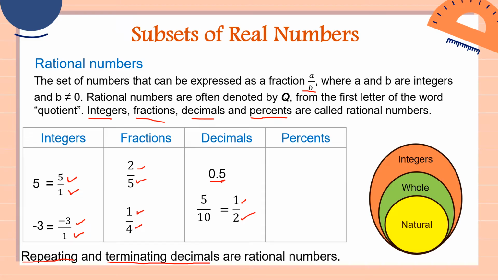Example, 0.333, 0.666, 0.555. Those are repeating decimals. So if it's repeating decimals and terminating decimals, we call those rational numbers. Because 0.666, we can write that one as 2/3.